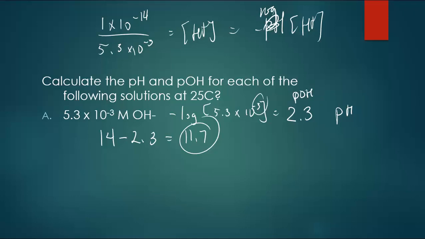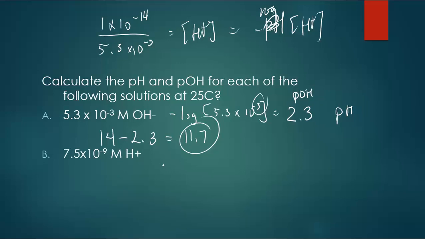For me, the more of these super small numbers I have to deal with, the better the shot that I'm going to make a silly mistake. So I like just going ahead. I can subtract from 14 pretty well. Okay? So all I do is I take the negative log and then flip it over to the other side.